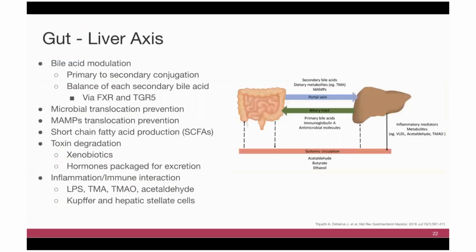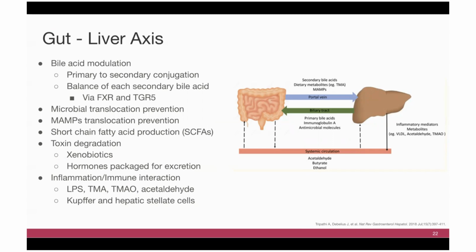The gut-liver axis, this is huge, and especially again in our type 2 diabetics, right? Primary bile acids are conjugated to secondary bile acids by bacteria in the gut. Receptors FXR and TGR5 are activated by bile acids. These receptors are responsible for glucose and lipid metabolism. Intestinal permeability is up and down regulated by bile acid and AMPs. AMPs are antimicrobial peptides, acetaldehyde, LPS, TMA, etc.